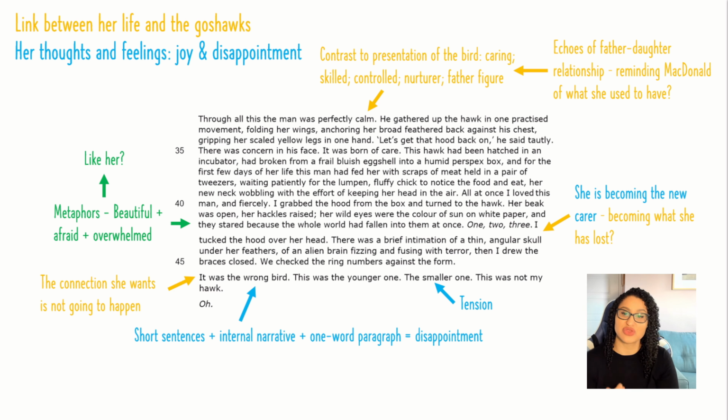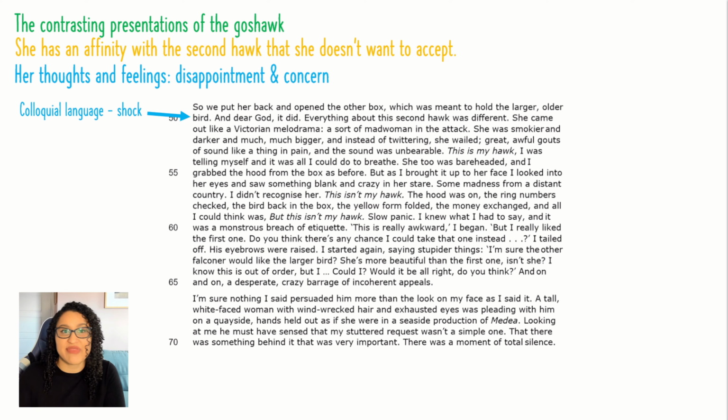So while our previous hawk had really wide-ranging metaphors, this one, the metaphors have a lot more unity in the connotations between them, because you've got Victorian melodrama, a sort of mad woman in the attic, which both have connotations of uncontrolled, yes, power, but uncontrolled emotional power. You then have "she was smokier and darker and much, much bigger, and instead of twittering, she wailed."